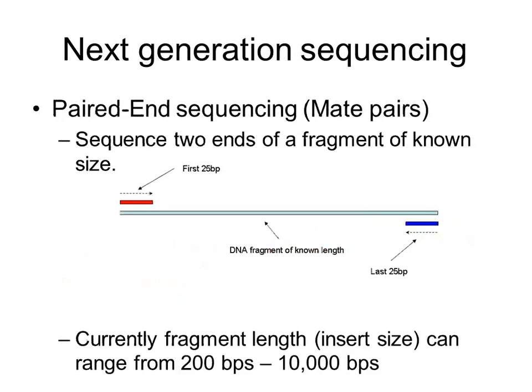Now, the big problem, though, is that the fragment lengths are much shorter, and there's higher error rates. So how do you actually handle this problem? Well, one is that next generation sequencing, many technologies have what they call paired end or mate sequencing. The idea behind that is that if you imagine a DNA fragment of a known length, you could sequence the two ends of the fragment of a known size.